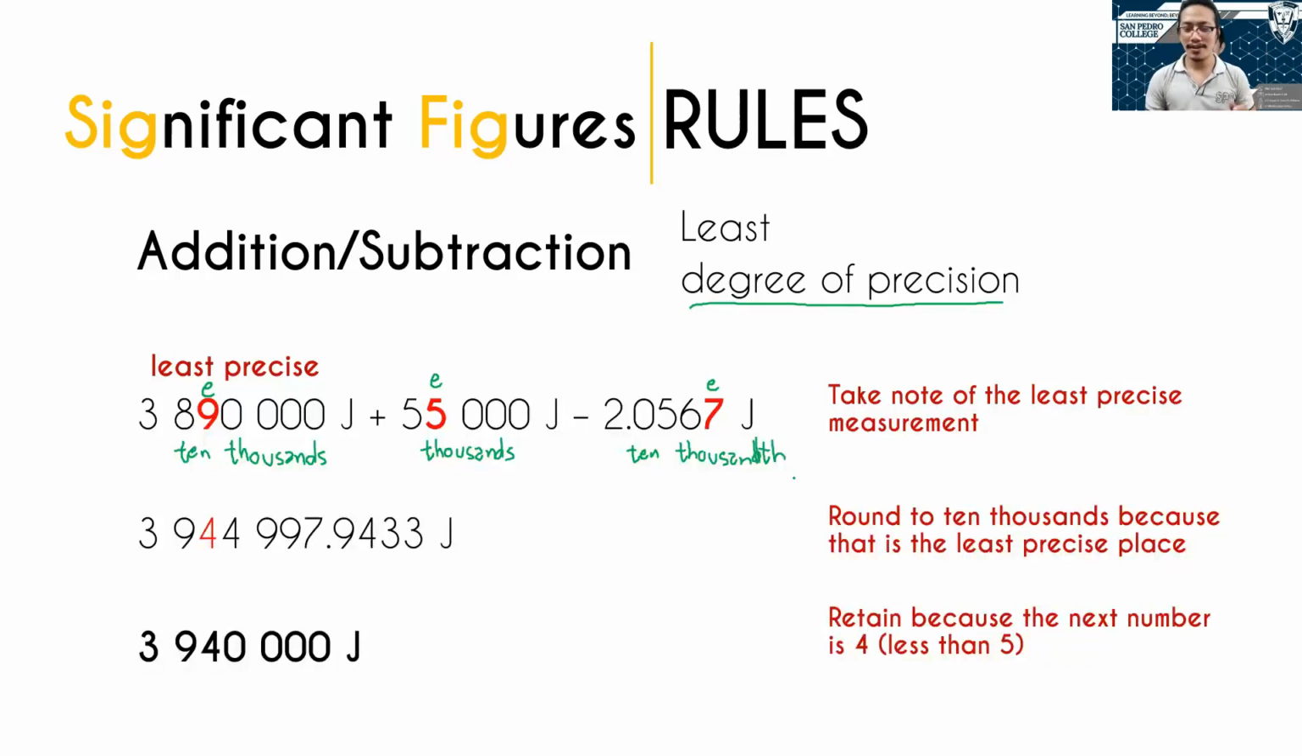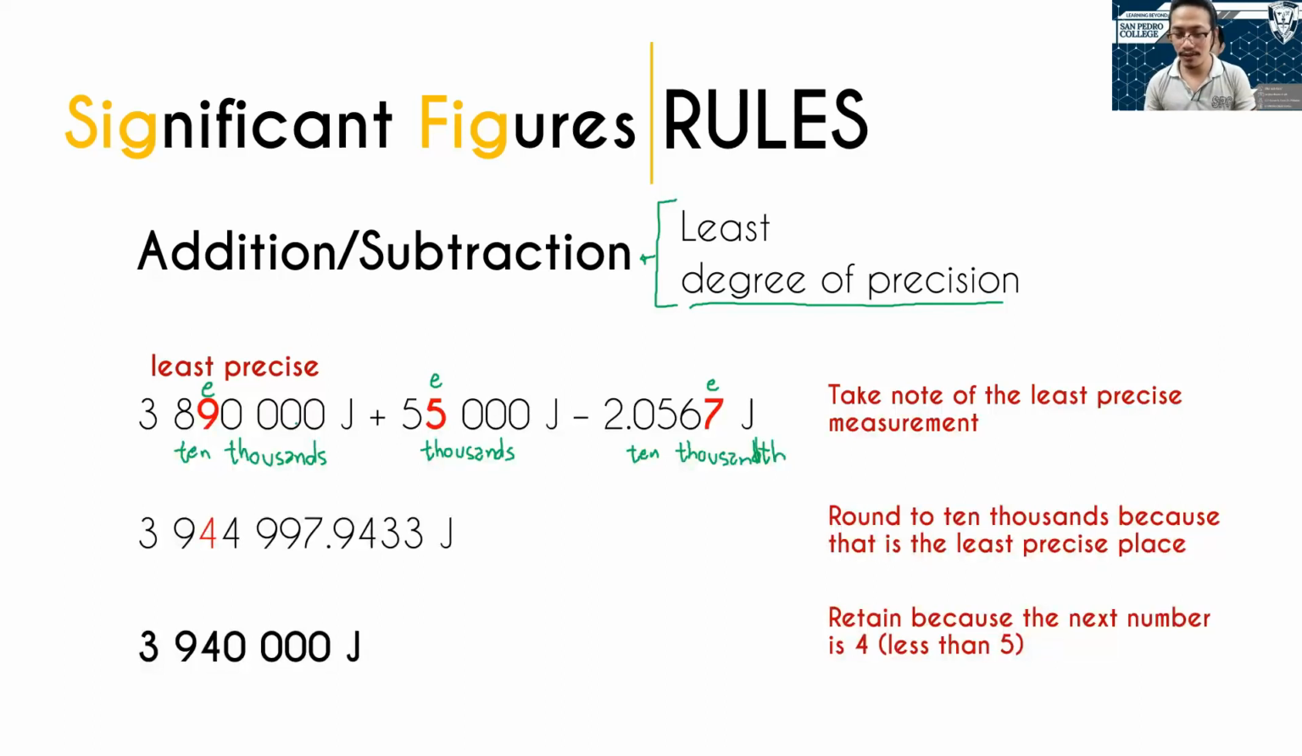So yun yung precision natin. So una, precision natin, yung estimate natin is hanggang 10,000s. Dito, ang estimate natin hanggang thousands. Dito, ang estimate natin hanggang 10,000s. Do you follow? Now, when we add and when we subtract, we will follow the least degree of precision. Ano ba yung least degree of precision natin? Si 10,000s. Siya yung pinakamalayo. Okay? Pinakamalayo to the left. Siya yung degree of precision.